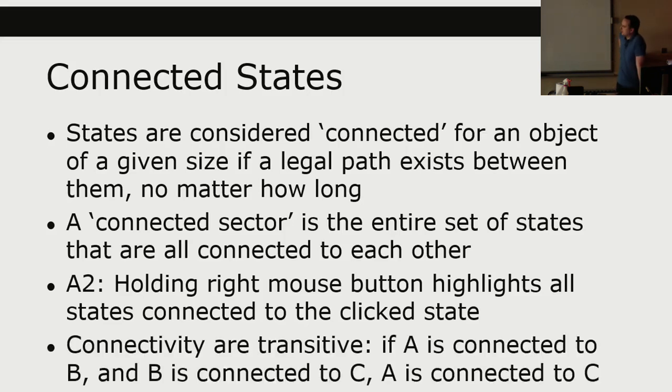An important property is that connectivity is transitive. If A is connected to B, and B is connected to C, then A is connected to C. That's actually an important property. So if I'm at A and I can get to B, and I'm at B and I can get to C, it means that A must be able to get to C. Whether or not it has to go through B, that's not clear, but we know it can get to C.